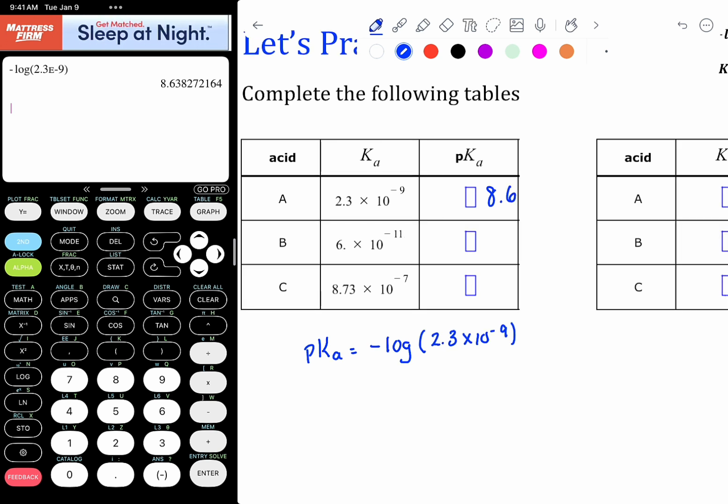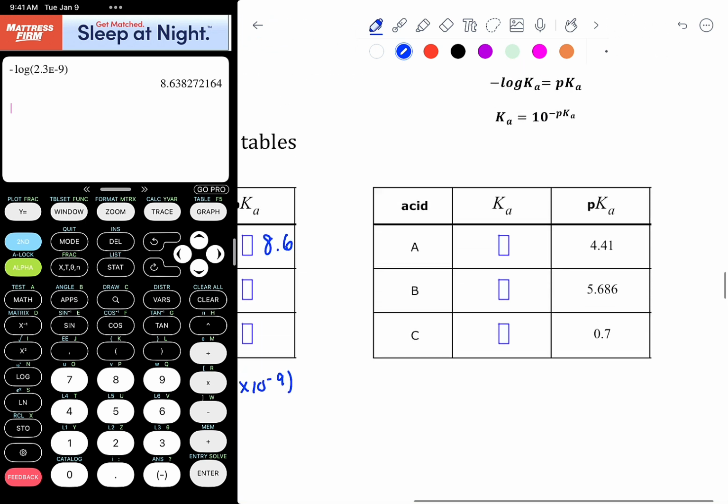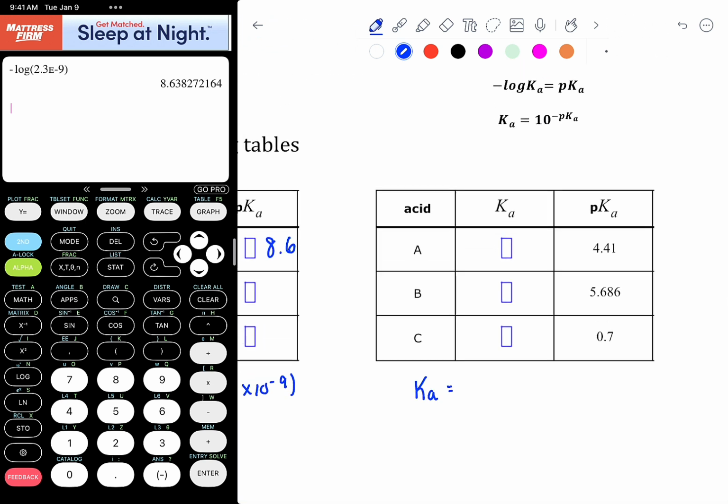Now let's go and solve for our Ka. We know that Ka is equal to 10 raised to the negative pKa, 4.41. So we'll do 10 raised to the negative 4.41 to get a Ka value of 3.89 times 10 to the minus 5. And again, Kas and pKas are all unitless values, so there are no units here. We just have to follow our sig figs, which are given from our values in the table.